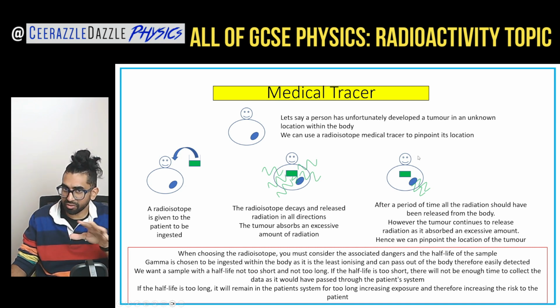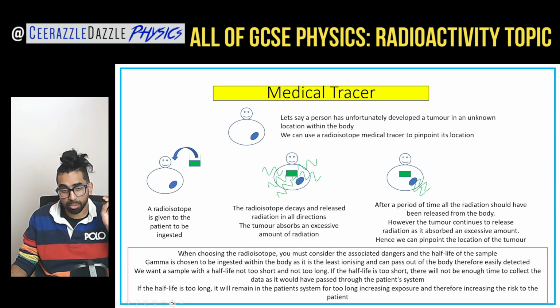So let's say then after a period of time you were to come back to the patient and you look at the radiation that should be given off, you would find that most of the radiation would have disappeared, but because the person has a tumour which absorbed a large amount, it would still be giving off radiation. And hence that's how you can find out the location of a tumour using a medical tracer.